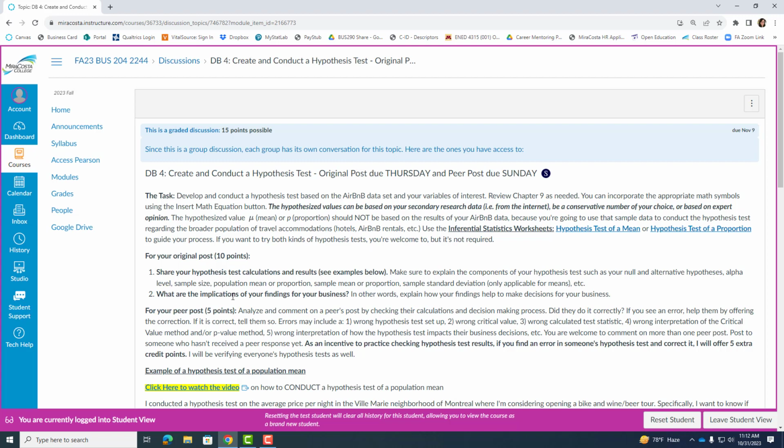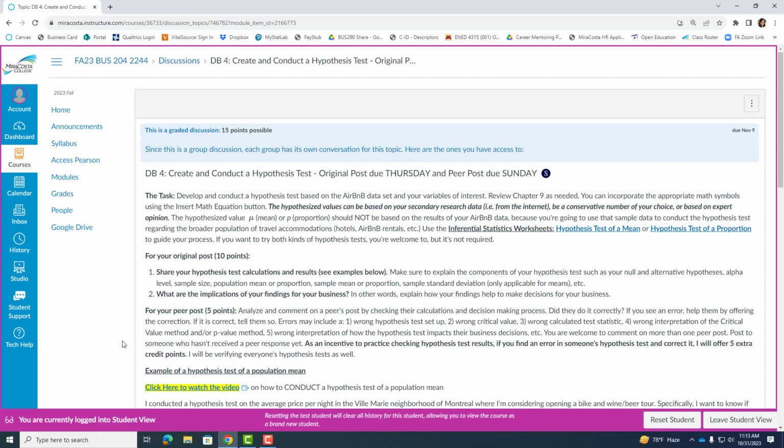So here's the original post requirement. You're going to conduct a hypothesis test and share your calculations and results, and I'll walk you through my examples down below. You need to make sure to explain the components of your hypothesis test. That's the null and alternative hypotheses, the alpha level or significance level, the sample size, the population mean or proportion, the sample mean or sample proportion, and if applicable, the sample standard deviation, which only applies if you're doing a hypothesis test of a mean. In addition to offering your calculations and results, you need to explain the implications of your findings for your business. So explain the so what in terms of the decisions you are making for your business.